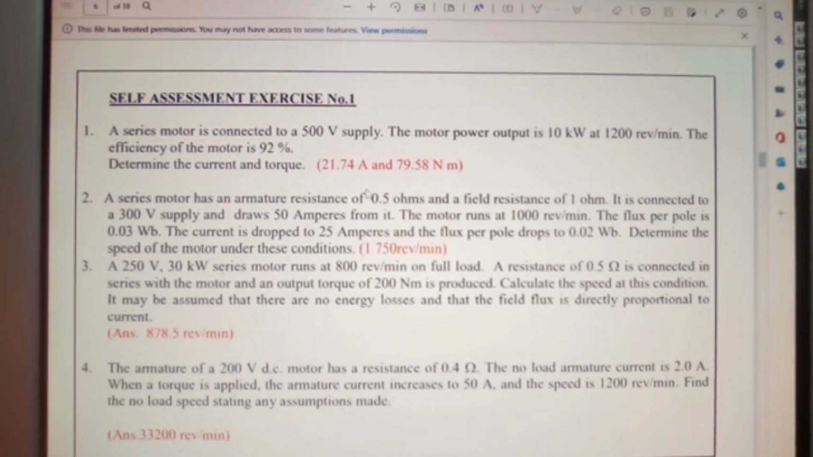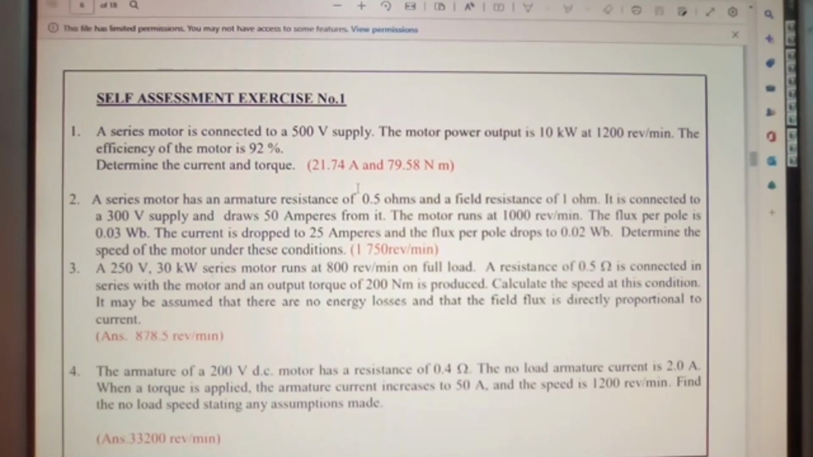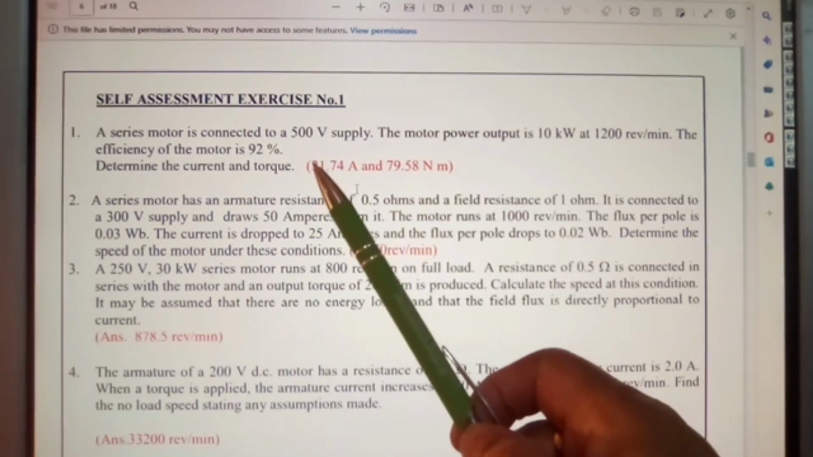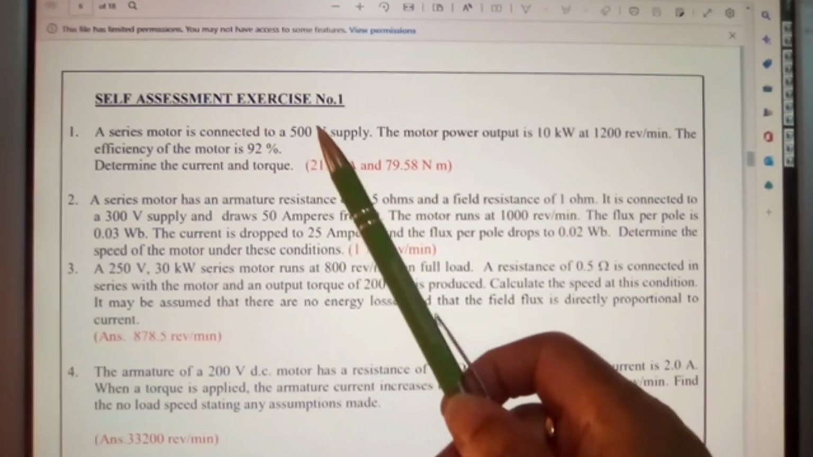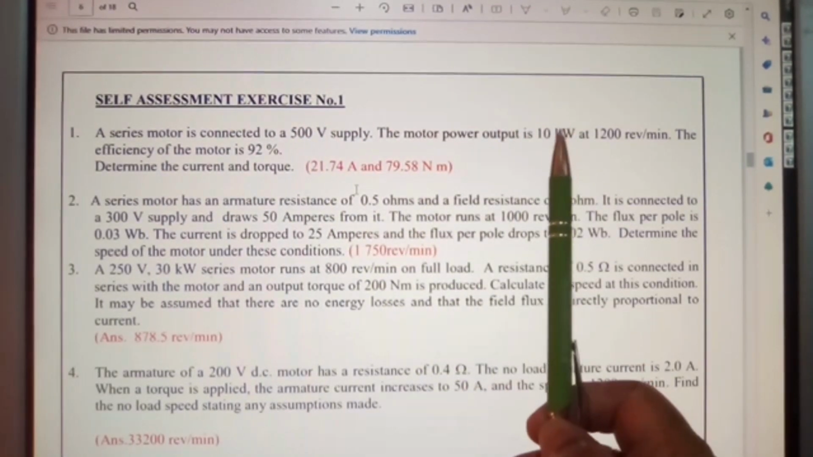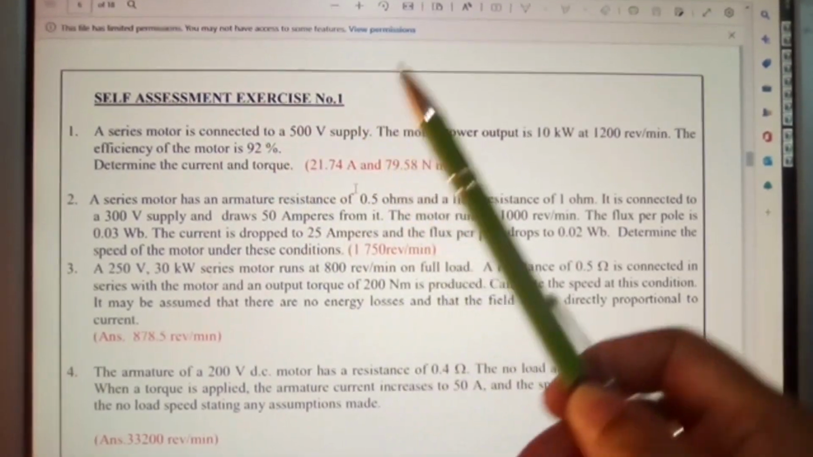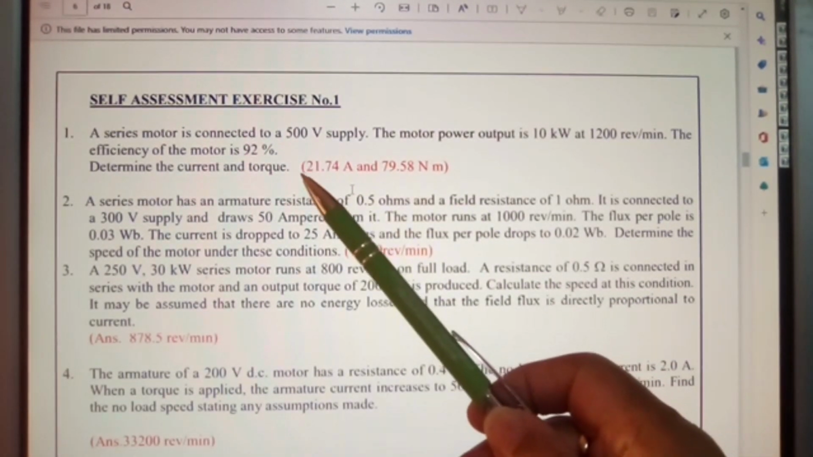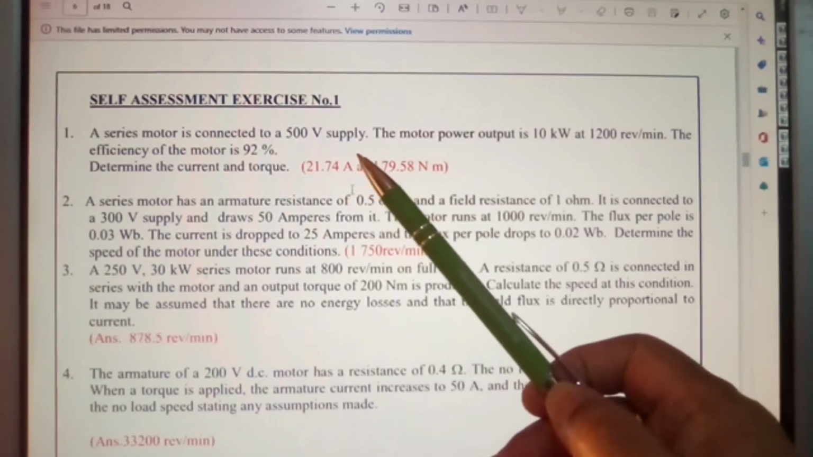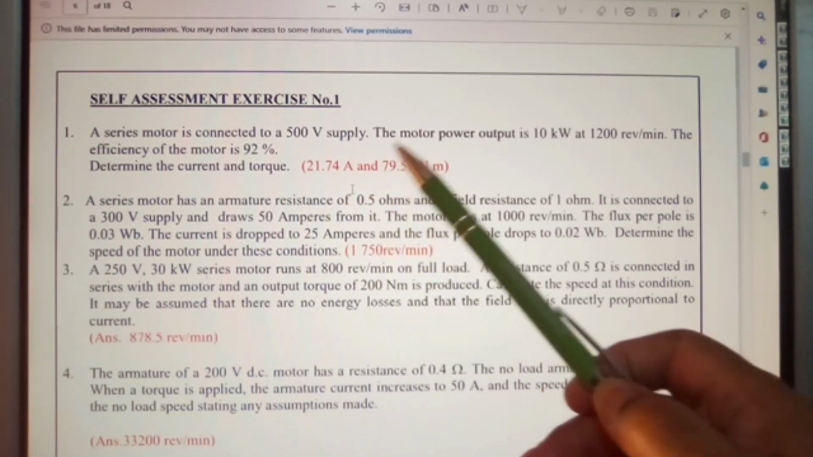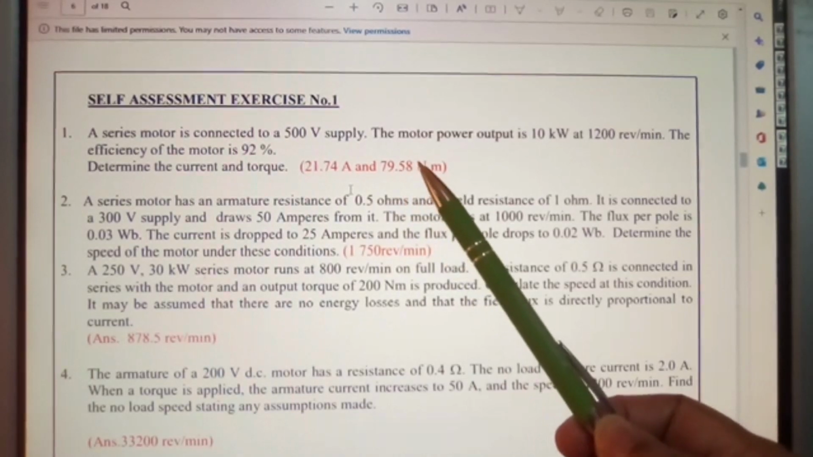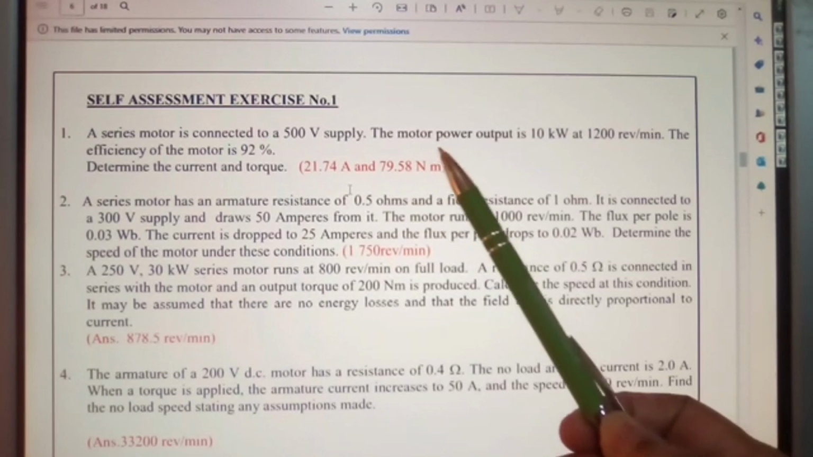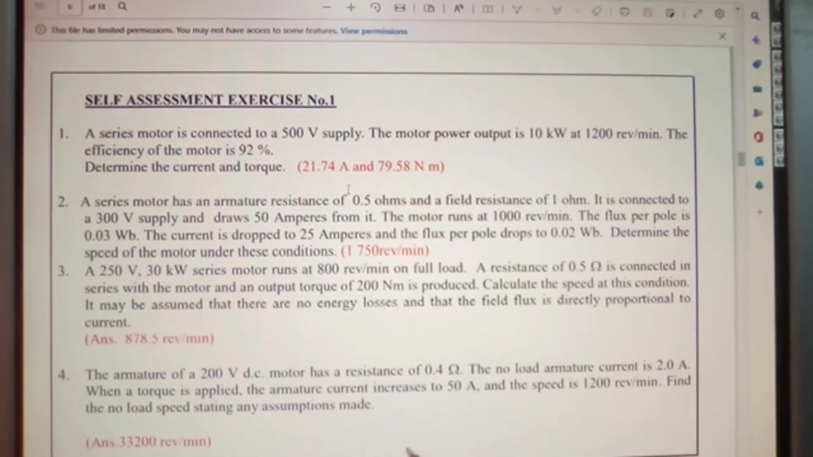And here's the self-assessment. These answers here may be correct, but some of them are not. So it's important that you apply the relevant formula, extracting the information that you need from the question so that you arrive at the correct solution. Also make sure that you have the correct Newton meters or the correct units when you're giving your answers, at all times.